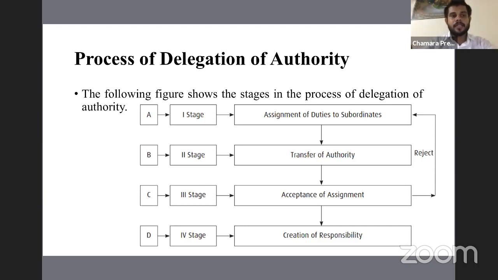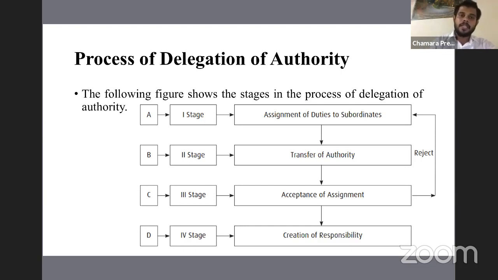And if that subordinate doesn't accept that assignment, you have to go back and assign it to somebody else, meaning he rejects it, right? If that person doesn't like to accept it, he's rejecting, and you can't force him to do it. So then you have to assign it to somebody else, going back to the first stage in the process, where we assign duties to subordinates.